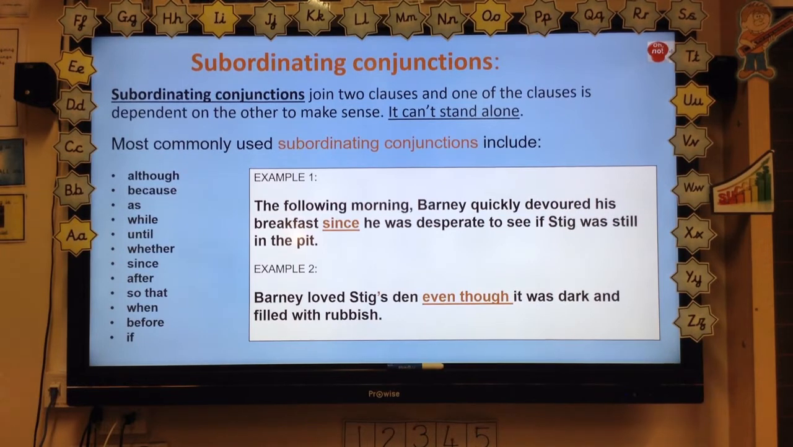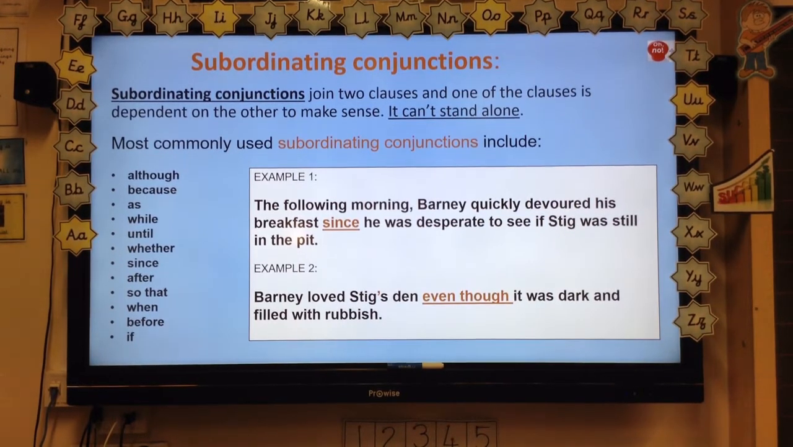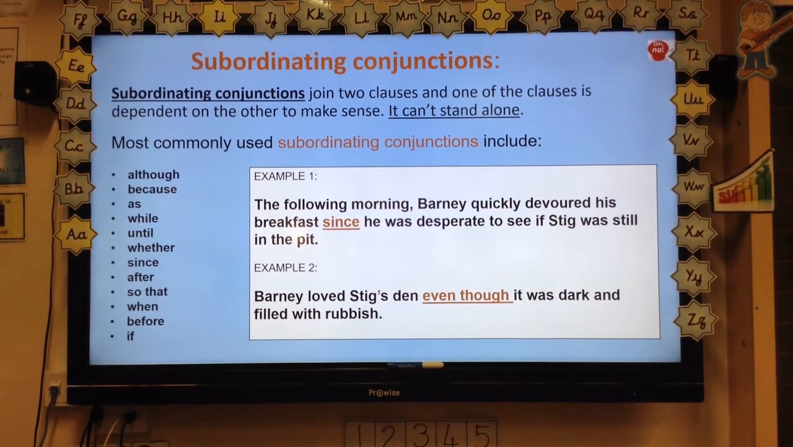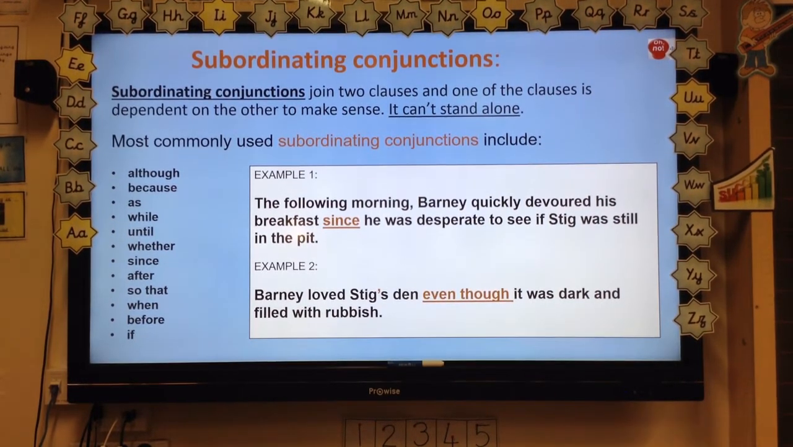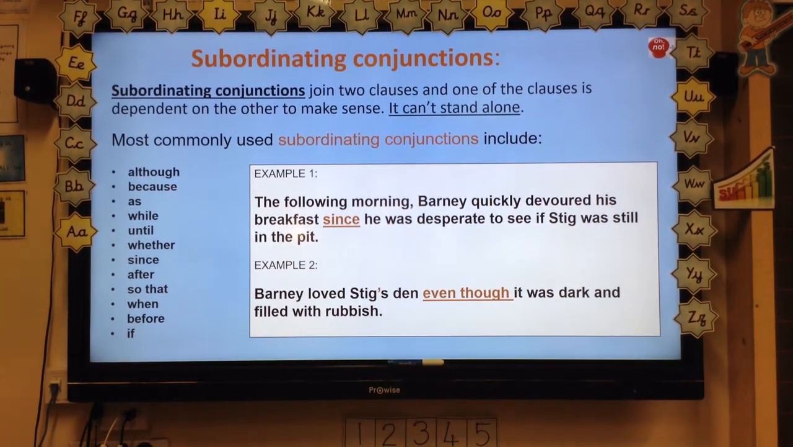That's the main clause that can stand on its own. The following morning, Barney quickly devoured his breakfast. I've continued it with a subordinating conjunction and clause which wouldn't make sense on its own. Since he was desperate to see if Stig was still in the pit, you can see it can't stand alone. Let's move on to the final example.